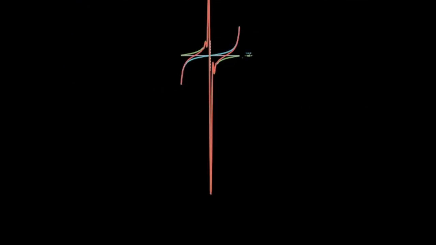Here's a visual representation of the functions involved. The blue curve shows tan x, the green curve shows negative cot x, and the red curve shows their sum.